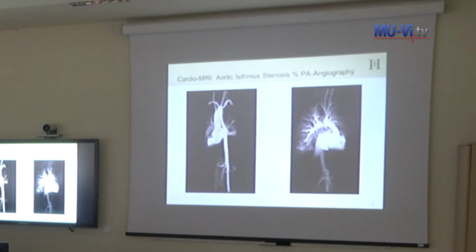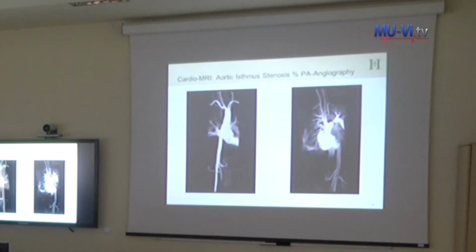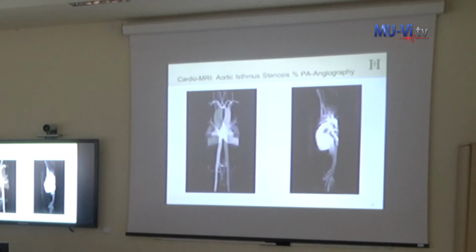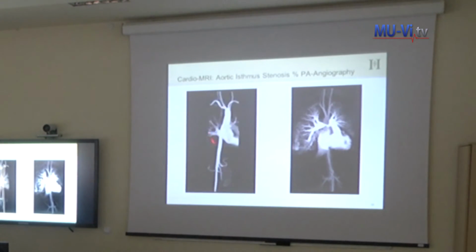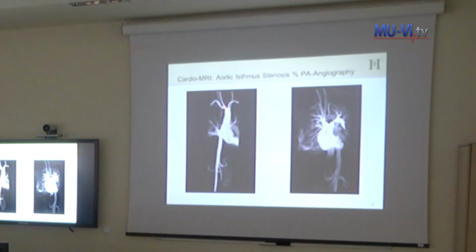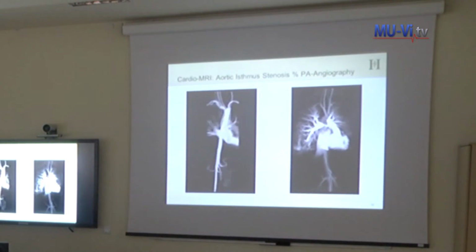Yeah, here you see an aortic isthmus stenosis. If you make cardio MRI, you see all the vessels, and sometimes you make an MR angiography, and you see whether a person has an aneurysm or something. And this was a finding we didn't expect, that he had an isthmus stenosis.